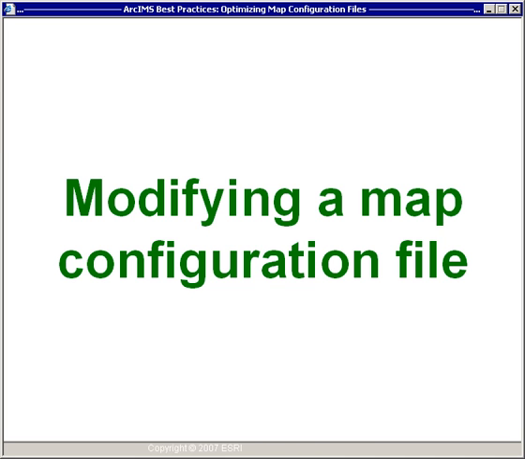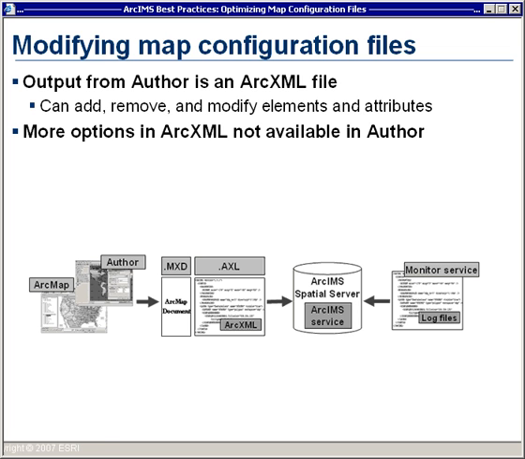The second topic is modifying a map configuration file. In this section, I'm going to cover some things that you can do outside of Author. The output from Author is an Axl file written in ArcXML. This file can be opened in a text or XML editor. Once you open your Axl file in the editor, you can add, remove, and modify ArcXML elements and attributes. Author is a good tool to get you started to add your layers, set symbology, and set scale dependencies. But there are some things you can do outside of Author to help optimize your service.